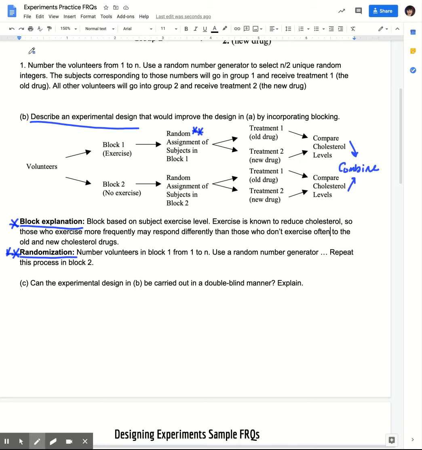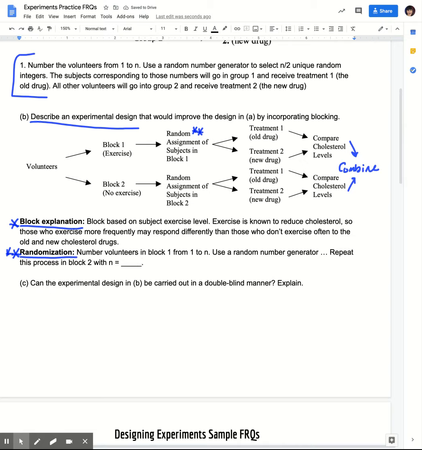And then you're going to use the exact same language that you used in part A, but you'll do it within each block. So you would say number volunteers in block 1 from 1 to N, use a random number generator, and so on. It's the same verbiage as what you see at the top of the screen. And then you don't have to write that all again for block 2. Just say, repeat this process in block 2. And if the sample size is different, you would include a little note that says with N equals blah, blah, blah, right?